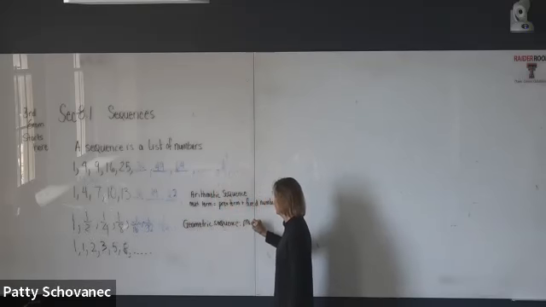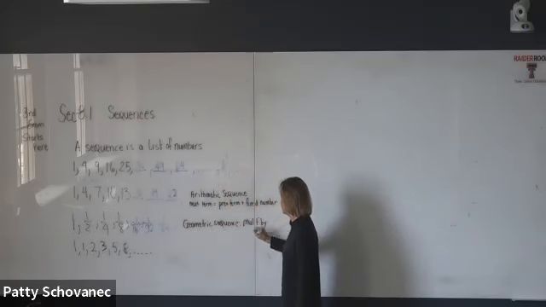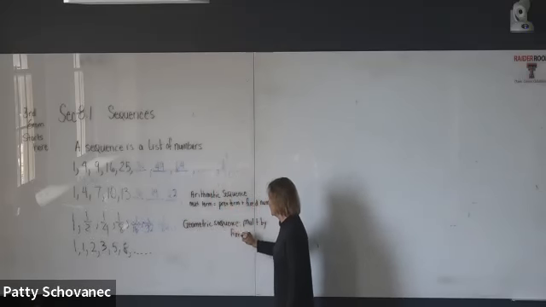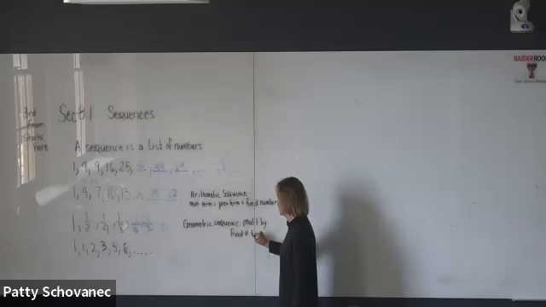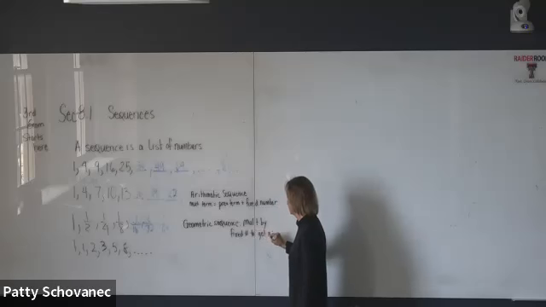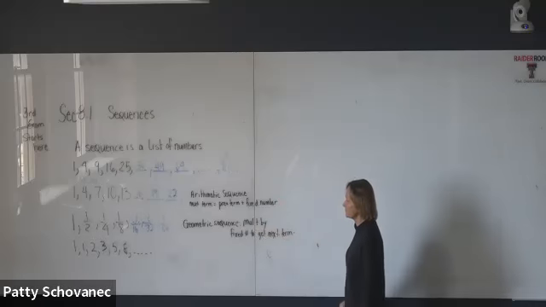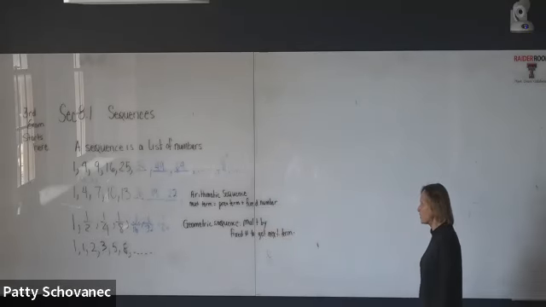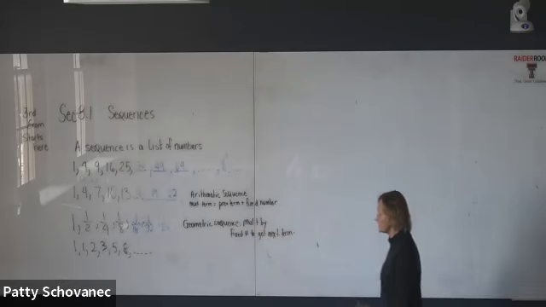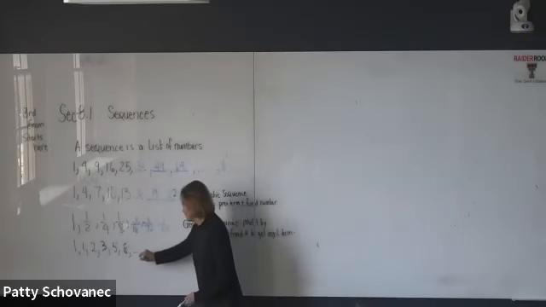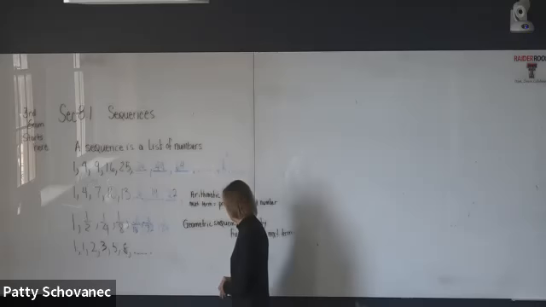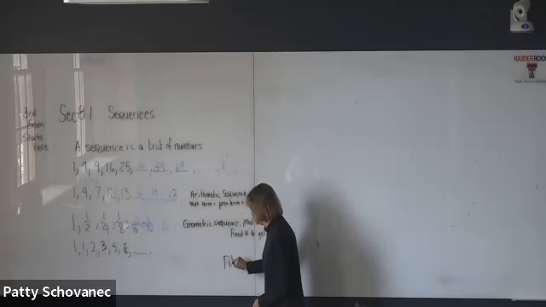And multiply by a fixed number to get the next term. Then I see a pattern in the next example. That one is called a Fibonacci sequence. Let me see if I can spell that.